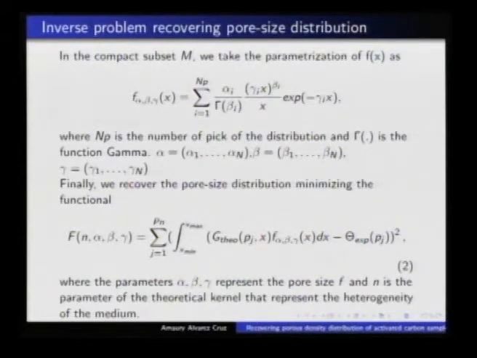Then, usually you obtain the optimization of this functional that takes into account the square of the difference between the experimental isotherm and the theoretical isotherm. We show that this parameter n is obtained by another method that is similar to an optimization procedure. Sometimes it's possible to regularize this functional, adding some regularizing functional, but in this case it was not necessary.